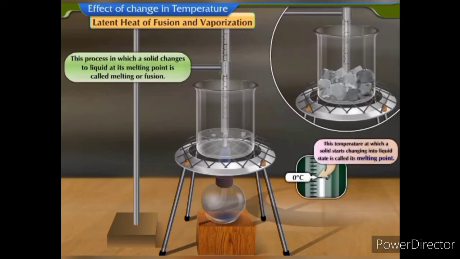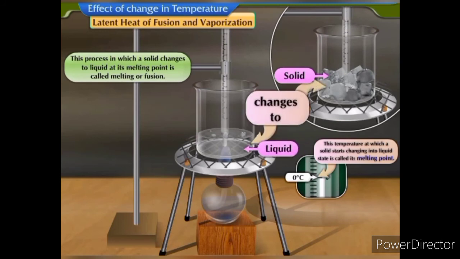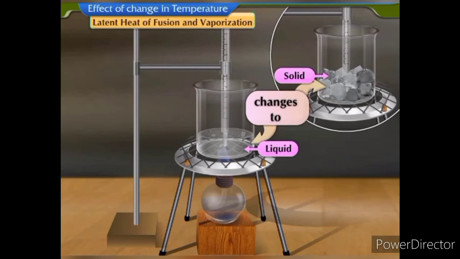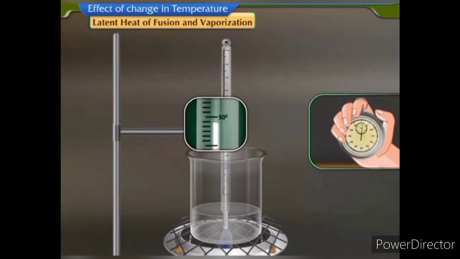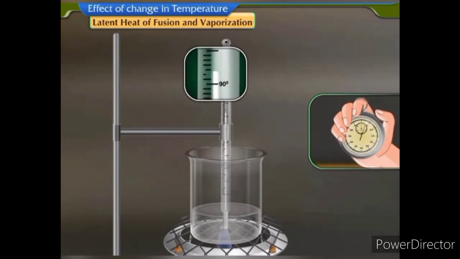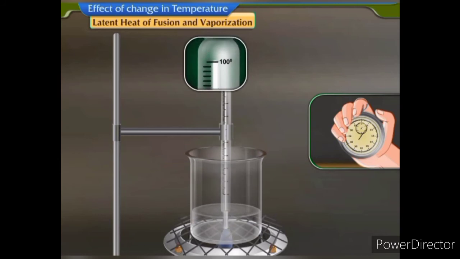This process in which a solid changes to liquid at its melting point is called melting or fusion. Now, the whole of the ice has melted and changed into water. If we continue the heating process, the temperature of water starts rising steadily. Note the temperature of water every minute. We will see that the temperature of water rises gradually till it reaches 100 degrees Celsius.